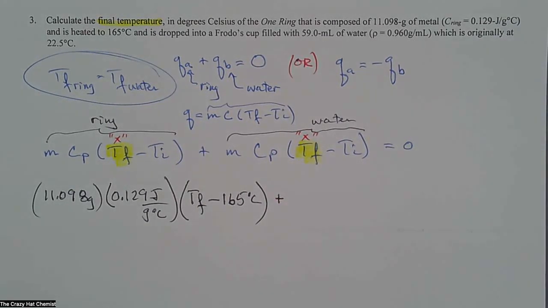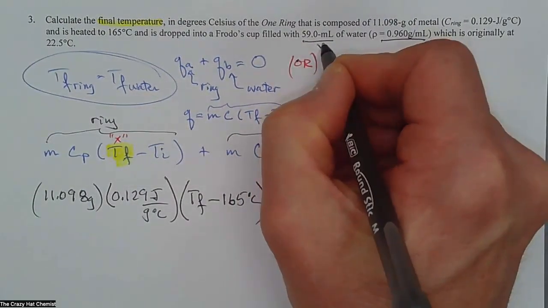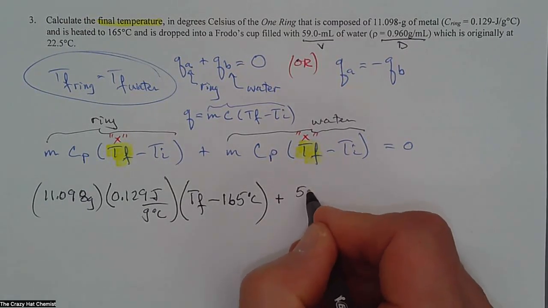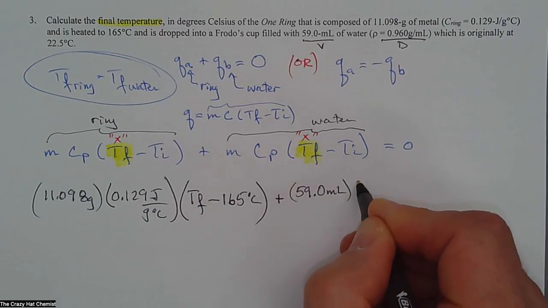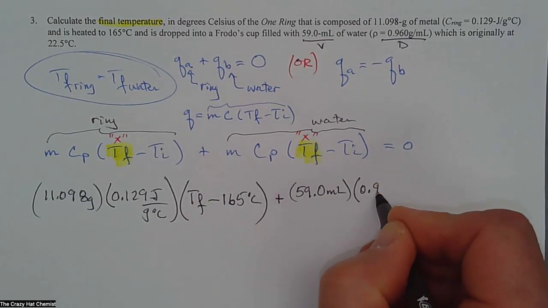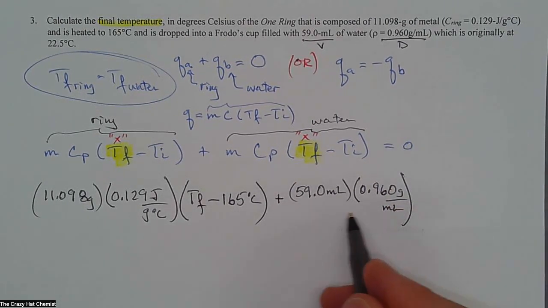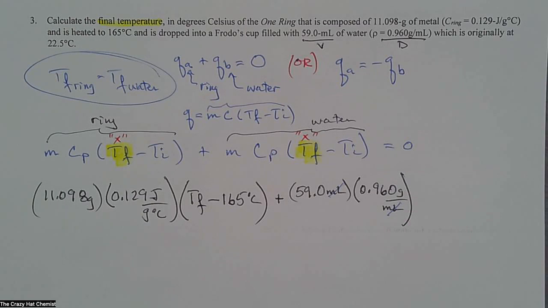the mass of the water. Now, you're not given the mass of the water, but you are given a volume of the water and its density. The product of the volume and the density is going to be the mass. So we're going to take the 59.0 mL, that's our volume, times our density of 0.960 grams per mL. The units of milliliters cancel out, and I'm left with grams, which is a mass.